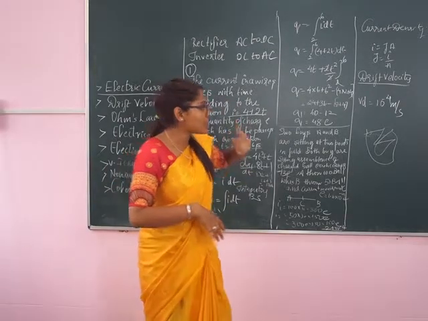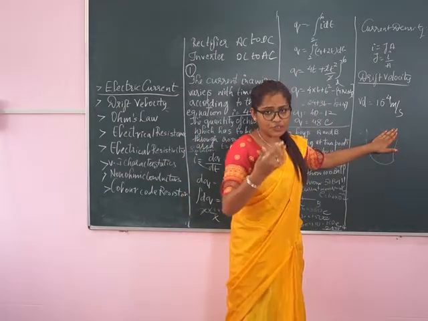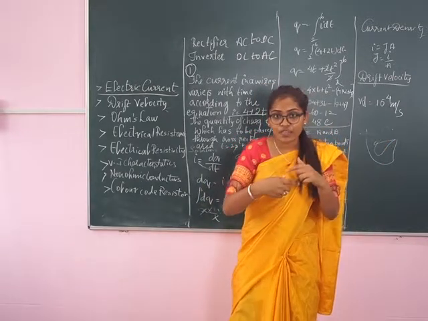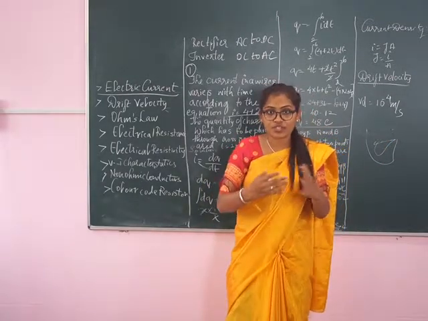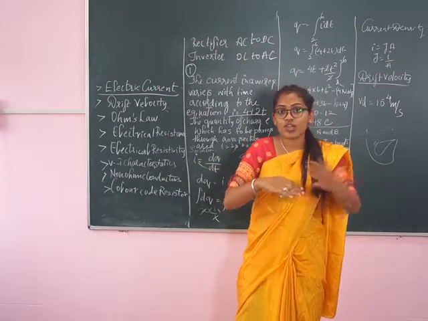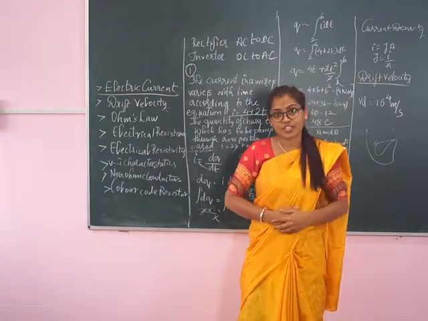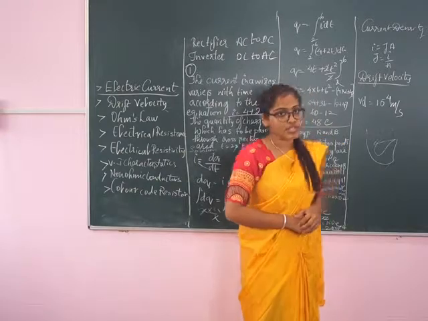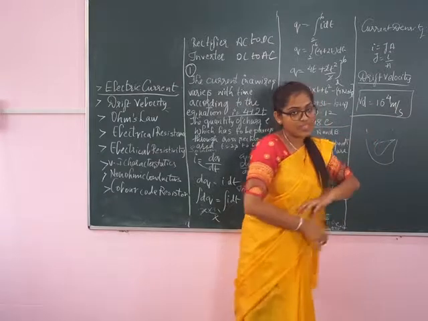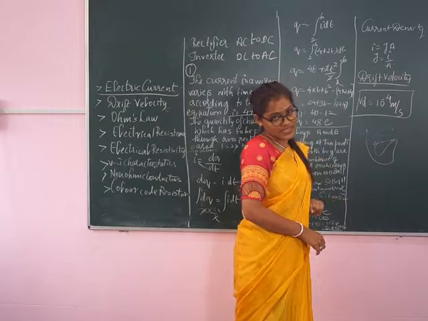Now, when I give a battery, we can say we pass an electric field. What happens when we pass the electric field? Because of the influence of the electric field, the electrons drift and change their direction. So the velocity of the electron will be changed. That is your drift velocity. Approximately, we will consider the value of 10 to the power of minus 4 meter per second.